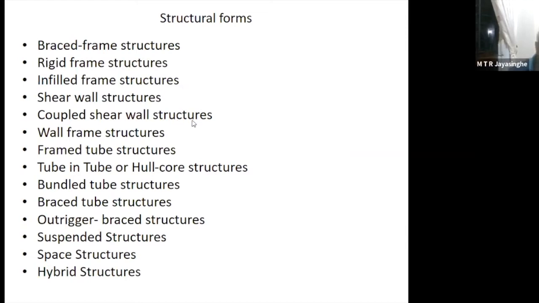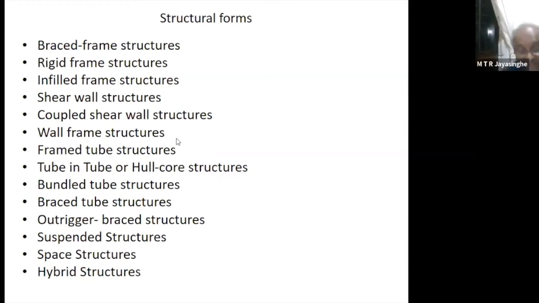And then coupled shear wall structures. That is a very useful system. You can nearly double the length of a shear wall the moment you combine two shear walls aligned. So you can improve the behavior a lot. But coupled shear wall structures are more vulnerable to earthquake damage. So we have to do proper earthquake designs for these coupled shear wall structures.